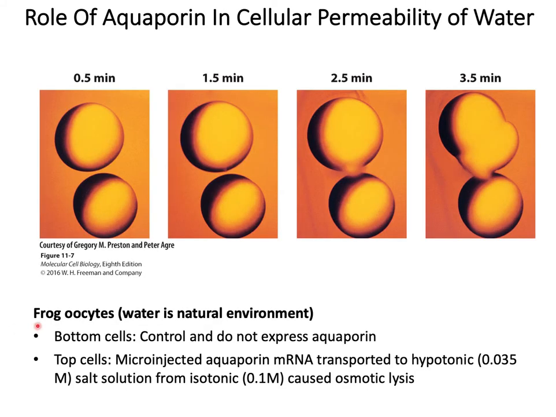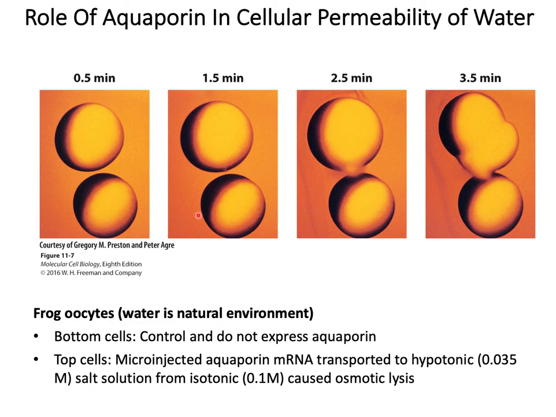So here is a beautiful experiment to show the role of aquaporin. The natural environment for the frog oocyte with which the experiment has been carried out is water. So to prevent the water from entering the oocytes, no aquaporin channels are present on the frog oocyte plasma membrane.